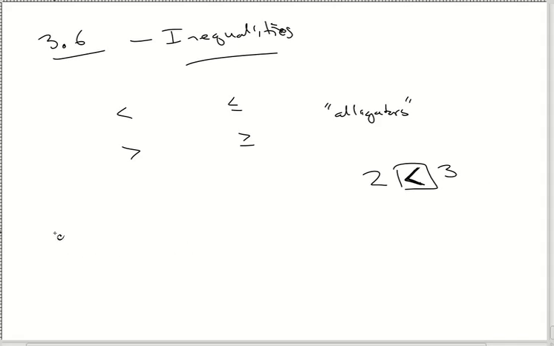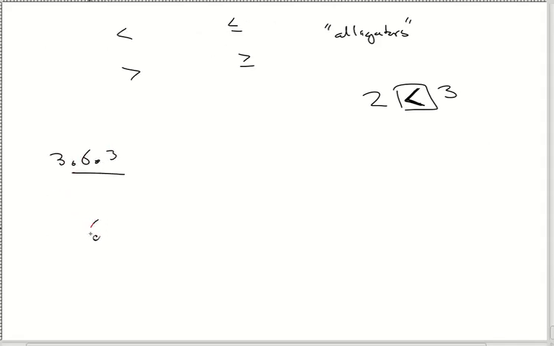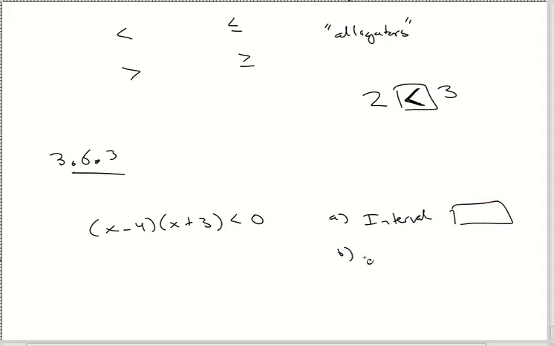And so let's just do this. 3.6.3. I have x minus 4 times x plus 3 is less than 0. Now, there's 2 different things that they want here. Part A, they want an interval answer. And then part B, they want what you can call a number line kind of answer. And they'll have all these different multiple choice options to work with.